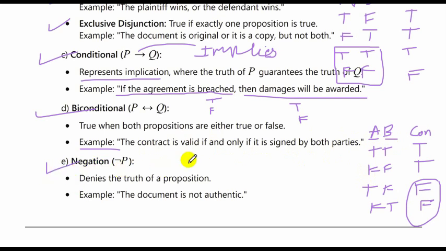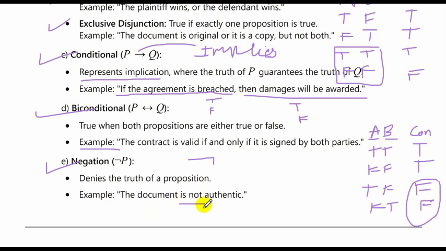Negation uses the symbol ¬, almost like a sleeping L. It denies the truth of a proposition. For example, it says the document is not authentic. Another example: he has gone to watch a movie, and he has not gone to watch a movie. Basically it denies a proposition; it goes against it, it negates that proposition.